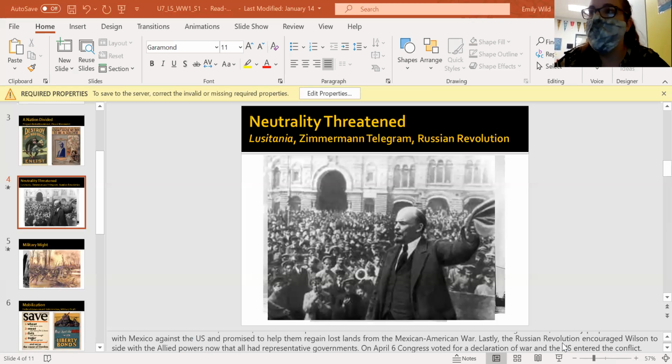And in the Zimmermann telegram, Germany promised Mexico that they would get back the land they lost during the Mexican-American War. So the Mexican cession territory, they promised that they would have it. So again, they would get that Mexican cession territory back.